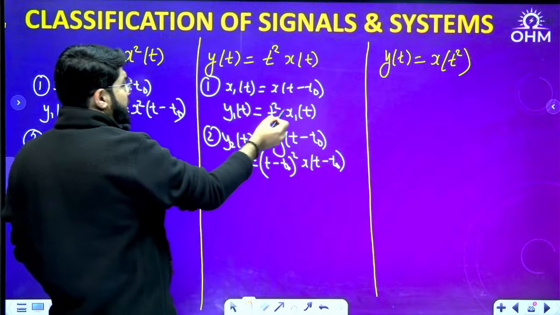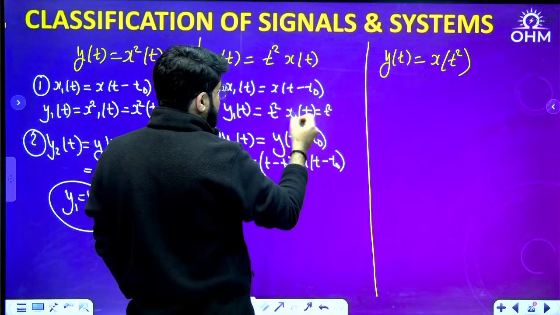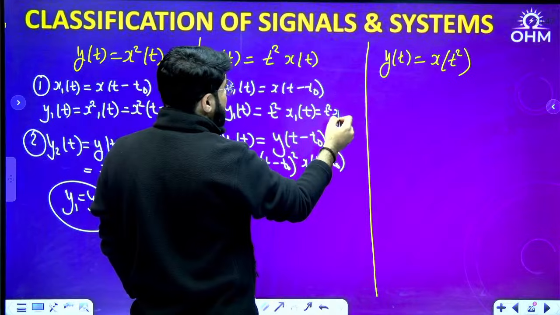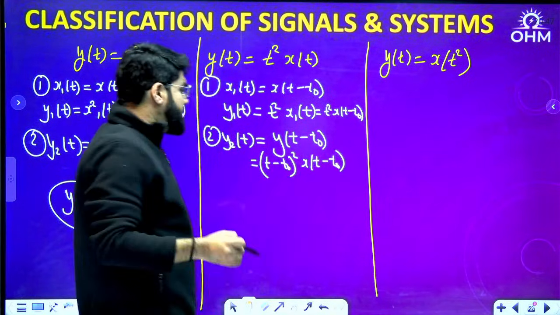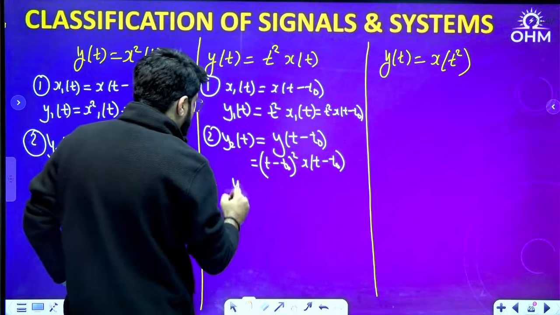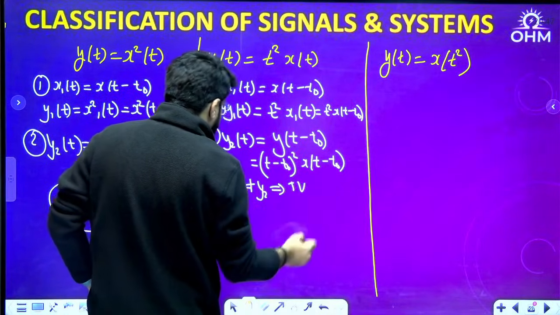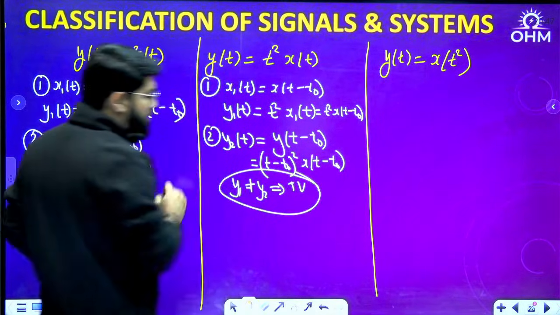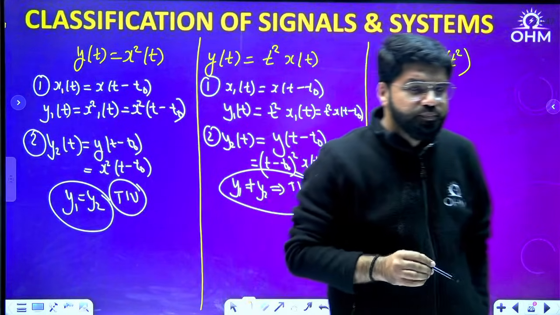Now let me replace x1 of t finally. What is x1 of t? x of t minus t naught. So here y1 is t square x of t minus t naught, and here y2 is t minus t naught whole square x of t minus t naught. That means y1 and y2 are not same. That means the system is time variant. The second one is time variant, right?